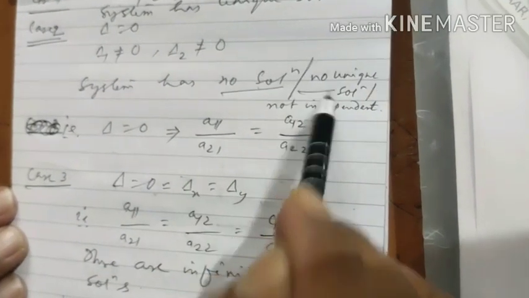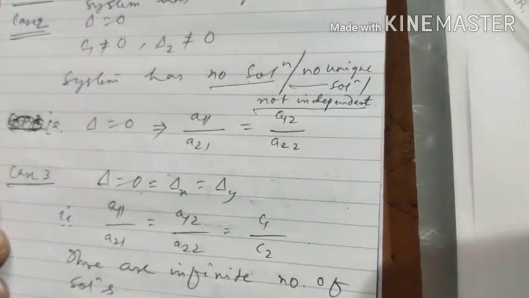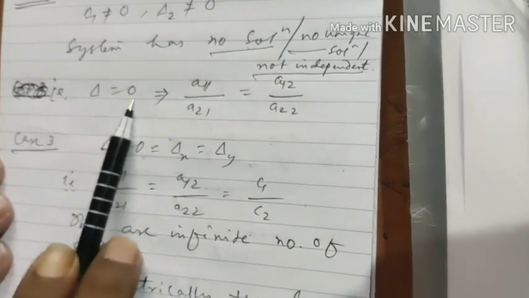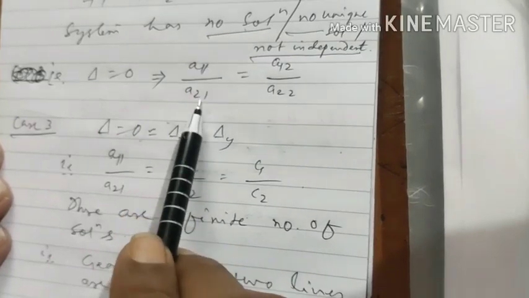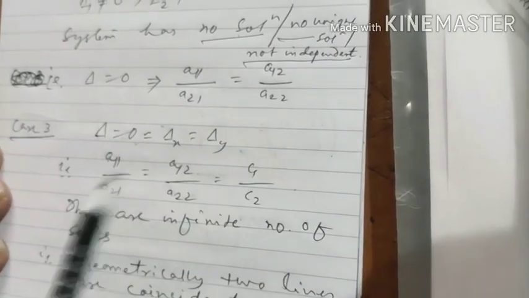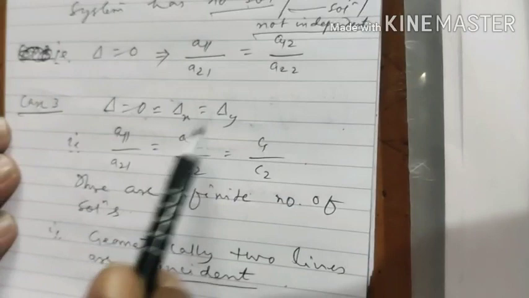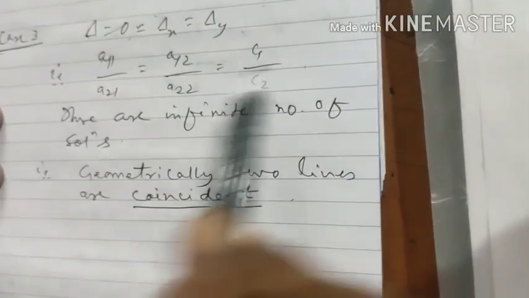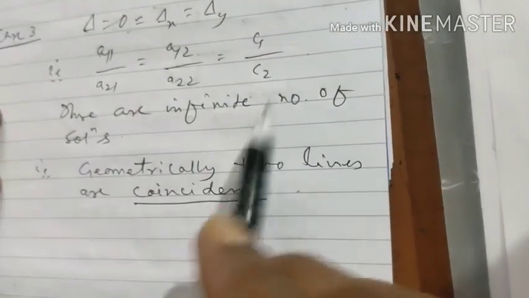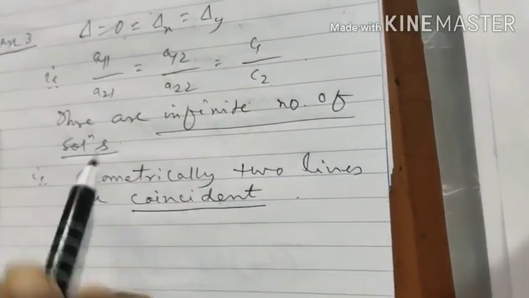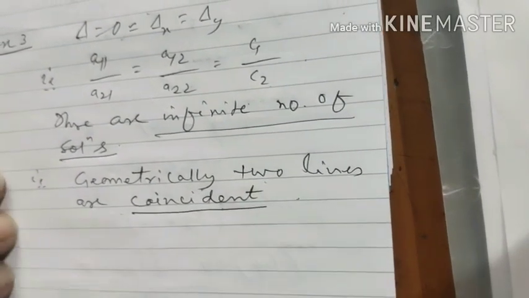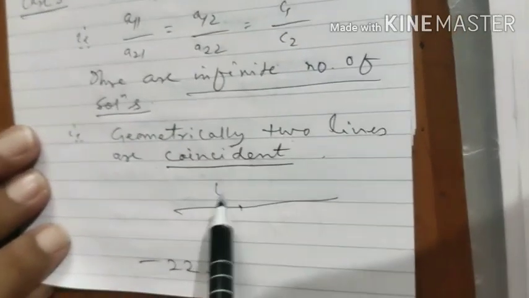The same answer. So a one mark question must be given by the CBSE board. Suppose the determinant del equals 0. That means A11 by A21 equals A12 by A22. Suppose del is equal to 0, del x is equal to 0, del y equals 0. That is A11 by A21, A12 by A22, C1 by C2. There are infinite numbers of solutions. Remember that formula. Geometrically, we say the two lines are coincident. This is L1 and this is L2.